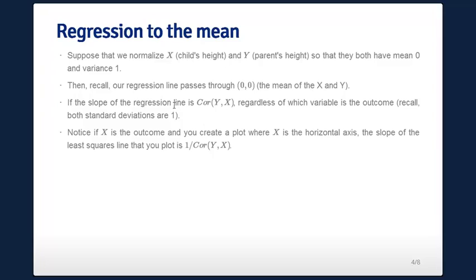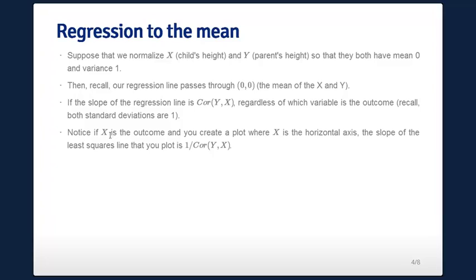Recall the slope of the regression line was the correlation of x and y times the ratio of the standard deviations, but because we've normalized them, the ratio of the standard deviations is always 1, right? So the slope of the regression line in this case would be exactly the correlation.